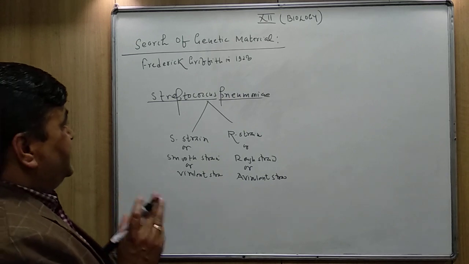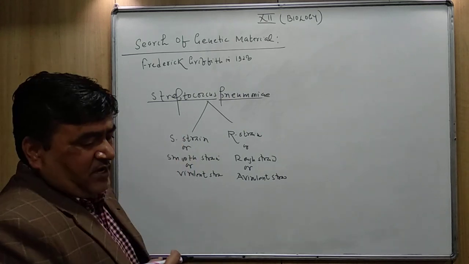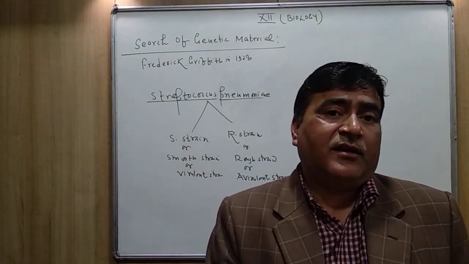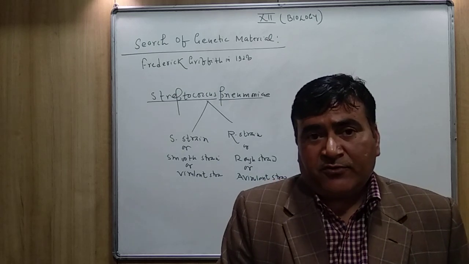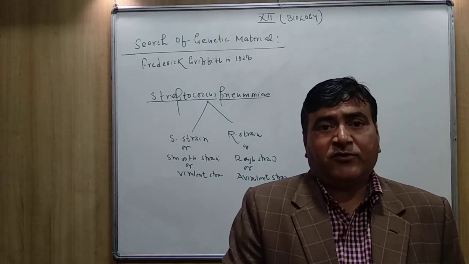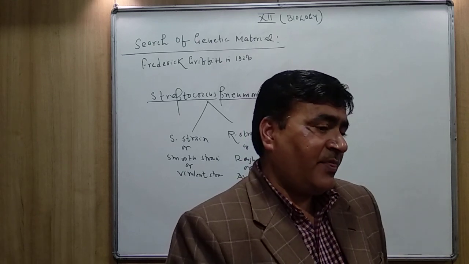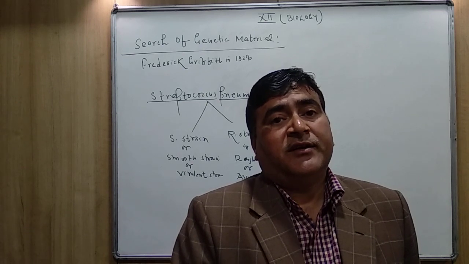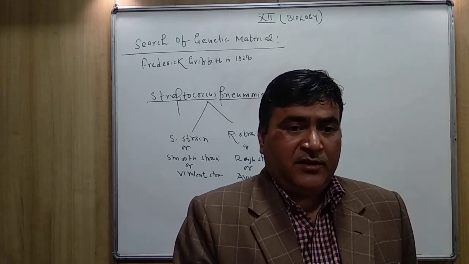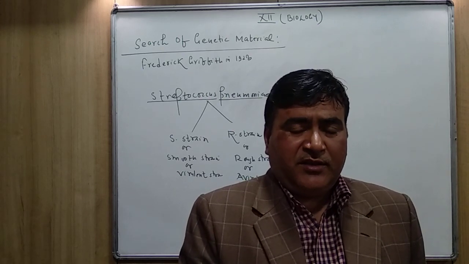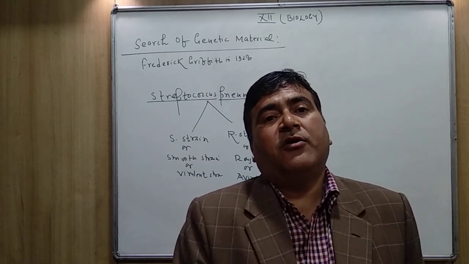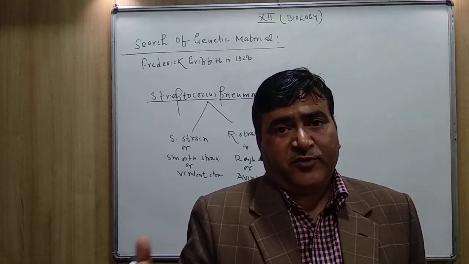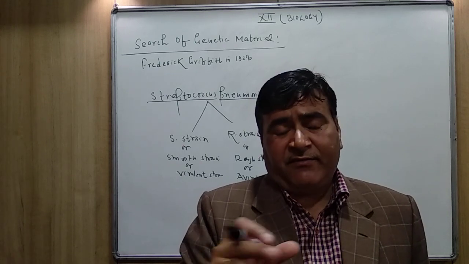Griffith conducted his experiment on this bacterium, Streptococcus pneumoniae. First of all, he cultured the strains of this bacterium Streptococcus pneumoniae in a Petri dish, and he observed that some of the bacteria looked very smooth and shiny, while some of the strains of this species, Streptococcus pneumoniae, had a very rough surface.